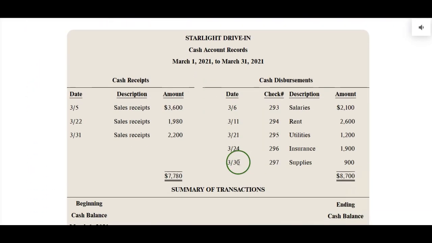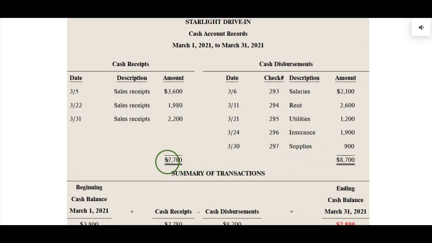Now let's go through an example. Here is the cash account records of a company. You can see we have 3 different deposits that went in. Here are the amounts. There are checks written, so we have several checks. Looks like 5 checks written. The dates, what they're for, and the amounts.